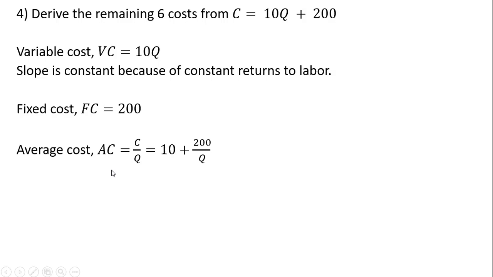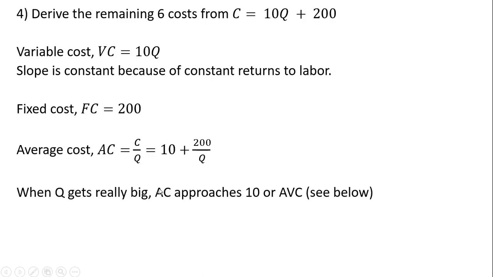Average cost we'll get by taking our total cost function and dividing it through by Q. So 10Q divided by Q is 10, and 200 divided by Q is 200 divided by Q. So that is our average cost, the cost per unit of output. When Q gets really big, average cost approaches $10, or as we're going to see, it approaches average variable cost.